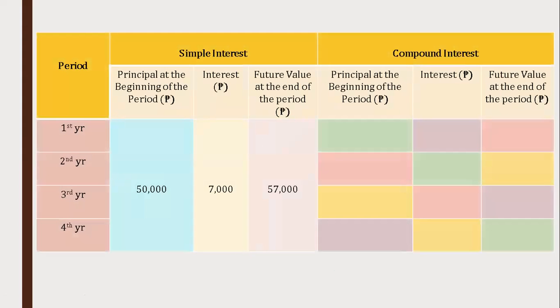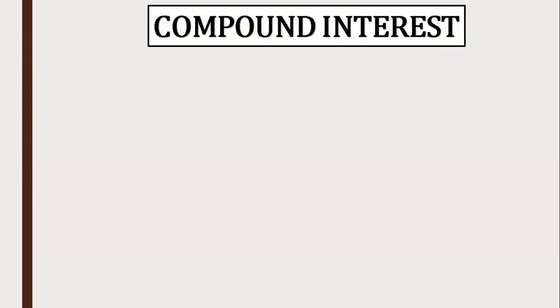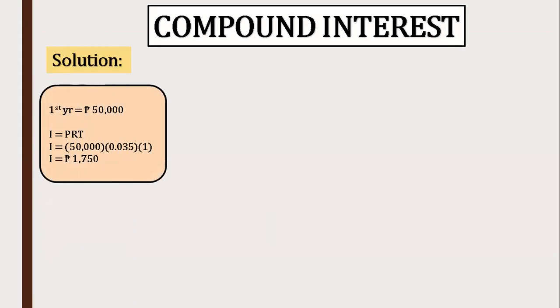How about compound interest? In compound interest, we still follow the same thing for the first year. That's I is equal to PRT only for the first year. So that's times one. If you're asking, sir, why is it times one and not four? Because that's how we call it compounded annually. So per year, we compute for the compound interest.